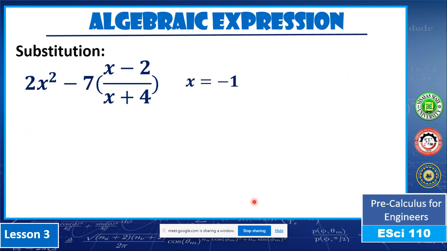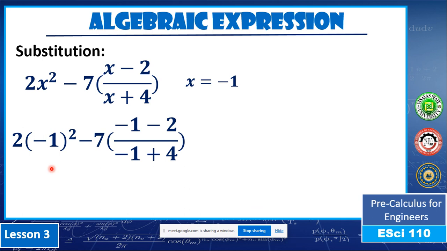Another thing, so we have 2x squared minus 7 times the quantity x minus 2 all over x plus 4, in which our condition is that x should be equal to negative 1. So we will just substitute it directly. So don't forget the PEMDAS, so 2 times negative 1 squared minus 7 times the quantity negative 1 minus 2 all over negative 1 plus 4. So we need to simplify first the parentheses. Kung ano yung nasa parentheses, yun yung una mong gagawin talaga kasi fa-follow tayo ng PEMDAS rule.